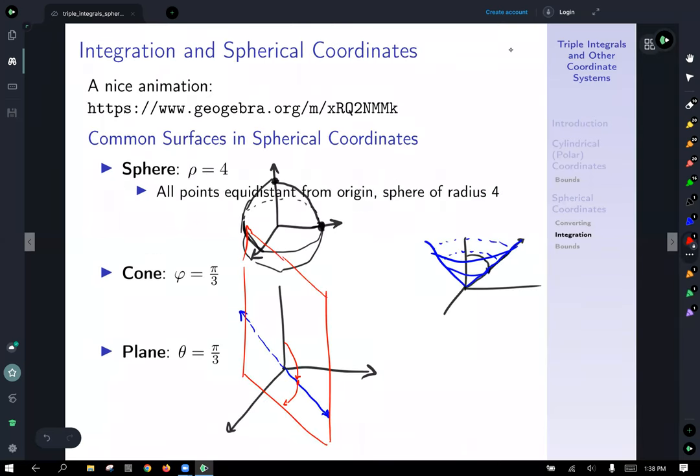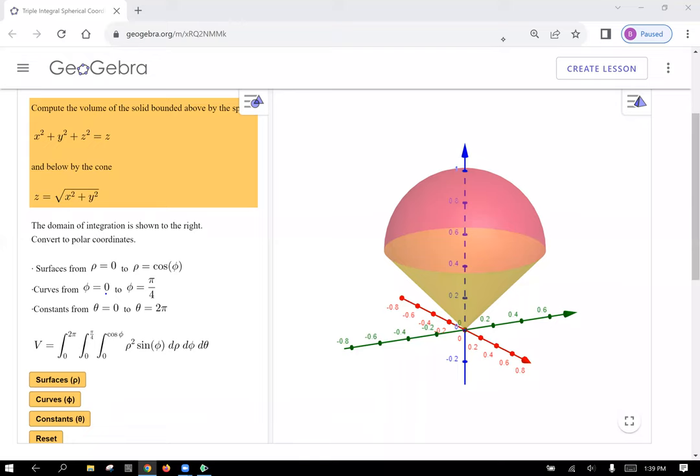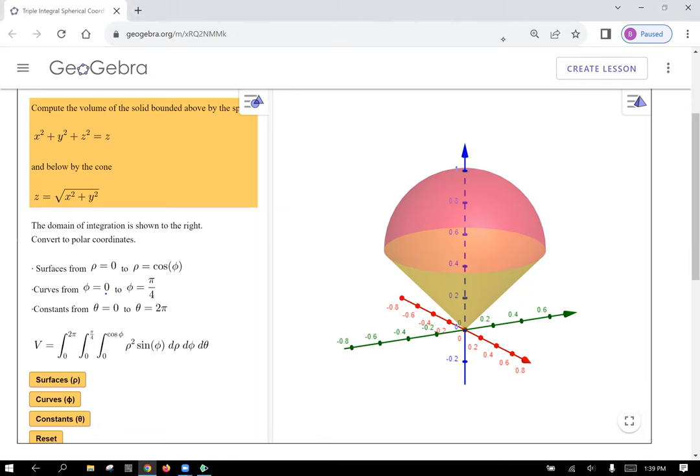All right, so let's have a look at an animation of integration in spherical coordinates, triple integrals. The first thing we're going to do as usual is think about, okay, what about a point? We need to let something vary so that we get to a point on our surface. So we're going to let rho vary from 0 to whatever bounding surface we have, and when we do that, we get that little line segment.